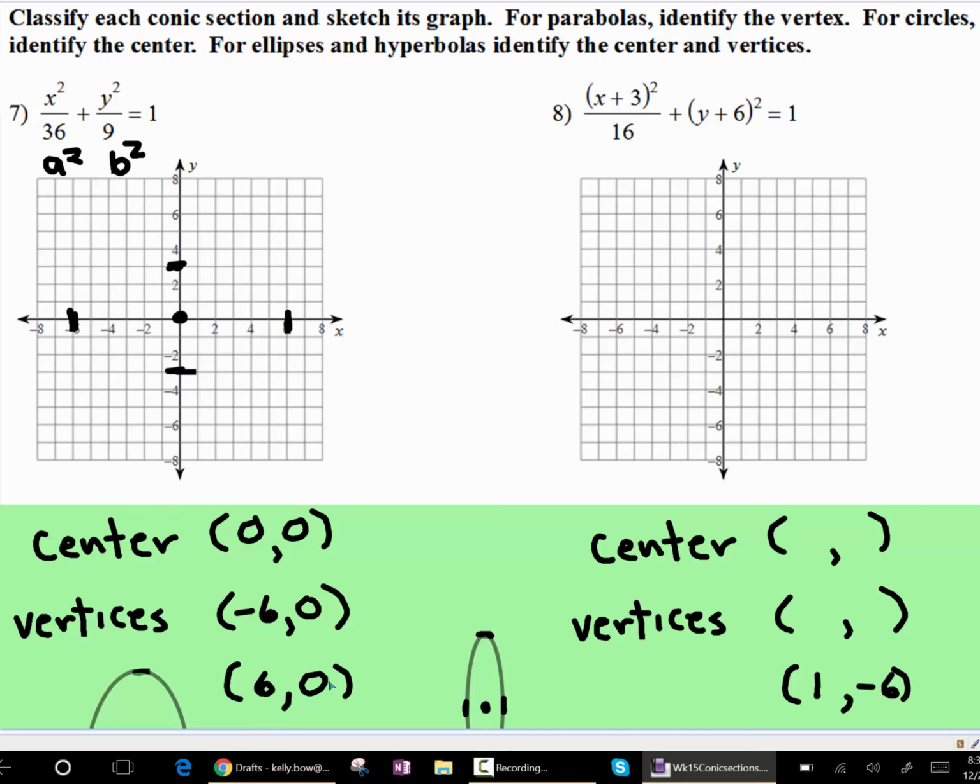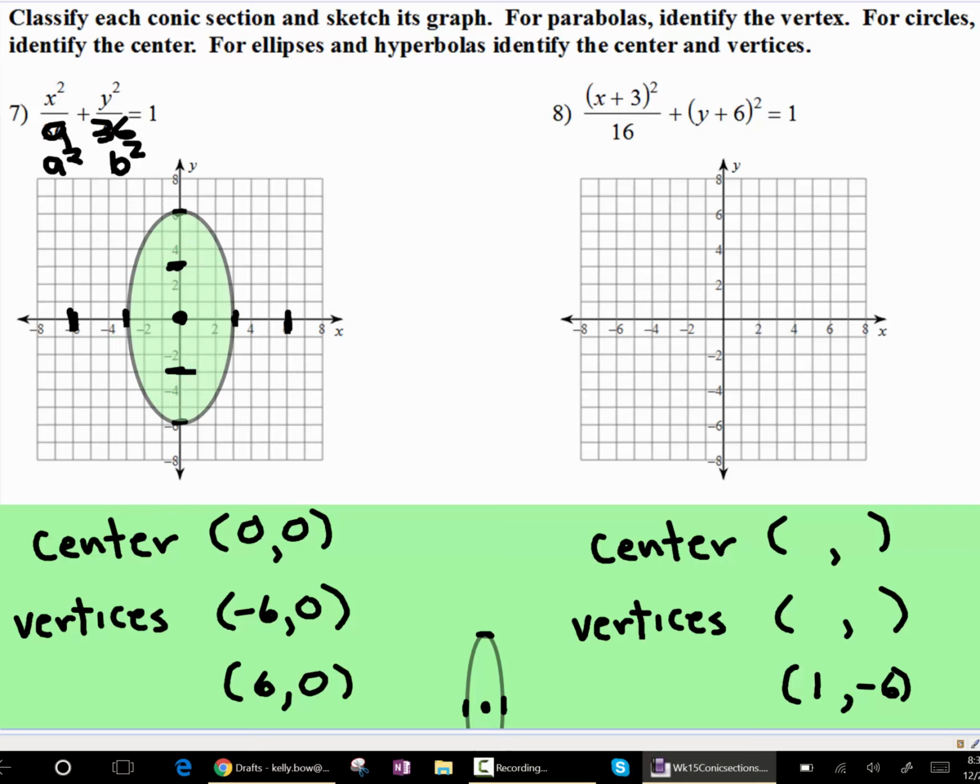And then we just... Oh, and I rotated that. Sorry about that. And you just draw your ellipse. If that had been 9 and that would have been 36, whoops, it would have looked like this.